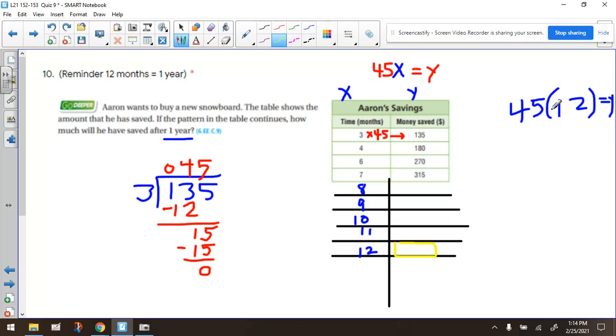Just remember, when you do put in your answer, we are talking about money. So you want to put your dollar sign and then the amount of money that you end up getting. So whatever your product of 45 times 12 is, will be after the dollar sign.